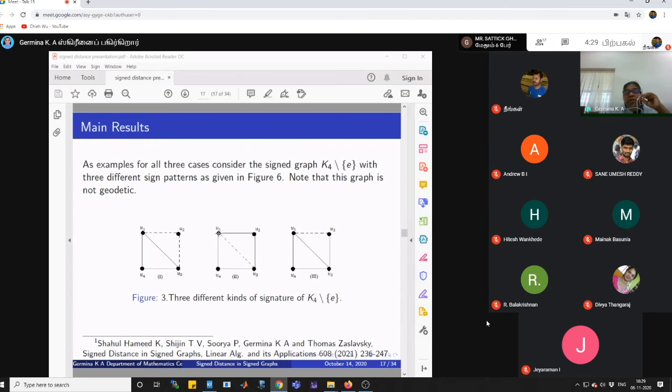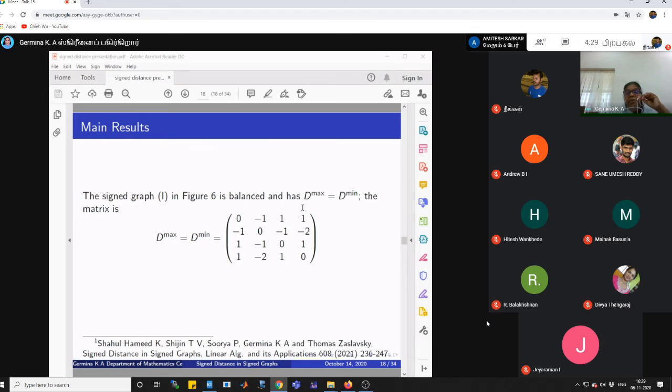Now you take all the negation of this. This alone will be positive, and this is negative, this is negative, this is negative, this is negative. So again, minus sigma is not balanced. So it is anti-balanced. But sigma max, if you compute, D max is equal to D min, equal to 0, minus 1, 1, 1, minus 1, 0, minus 1, 2, 1, minus 1, 0. So we can compute this.